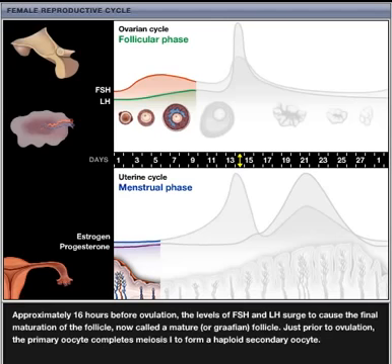Approximately 16 hours before ovulation, the levels of FSH and LH surge to cause the final maturation of the follicle, now called a mature or Graafian follicle. Just prior to ovulation, the primary oocyte completes meiosis I to form a haploid secondary oocyte.